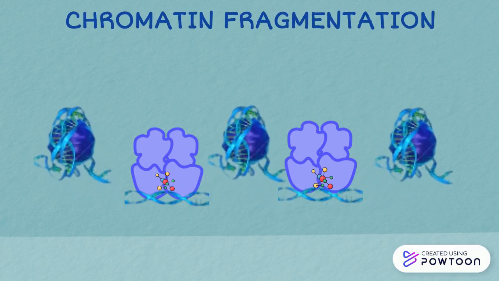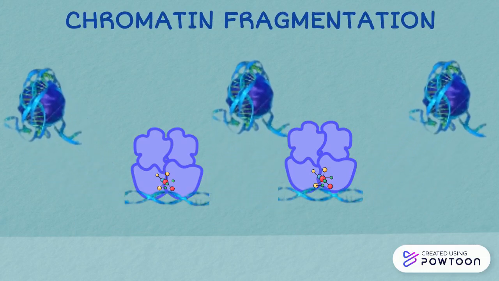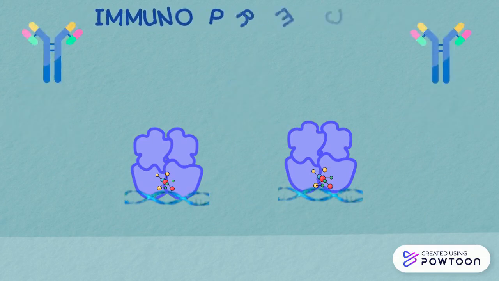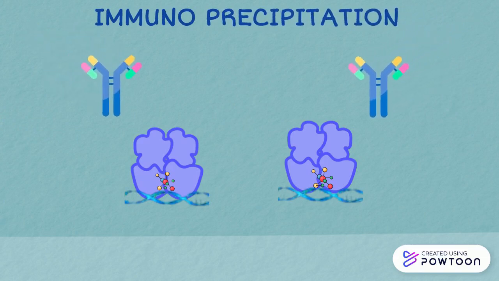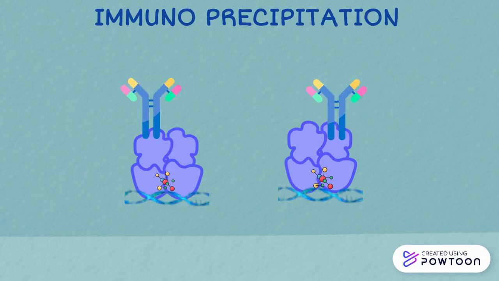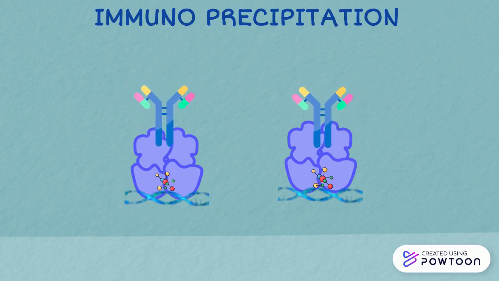Restriction enzymes like amylase cleave the double-stranded DNA, while sonication uses the vibrations from sound waves to break it into smaller pieces. Next, immunoprecipitation uses an antibody to isolate the target protein's DNA from the mix of fragments. The designed antibody binds to the protein DNA complex on the chromatin fragments.